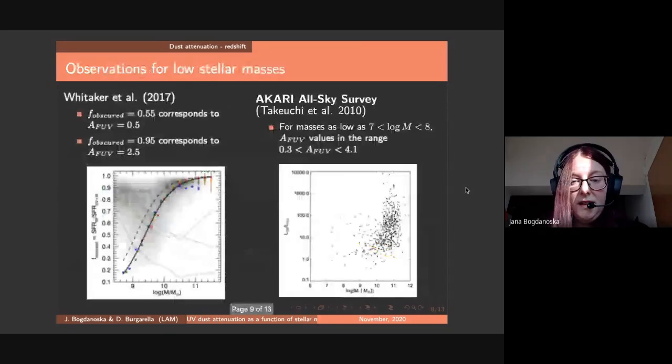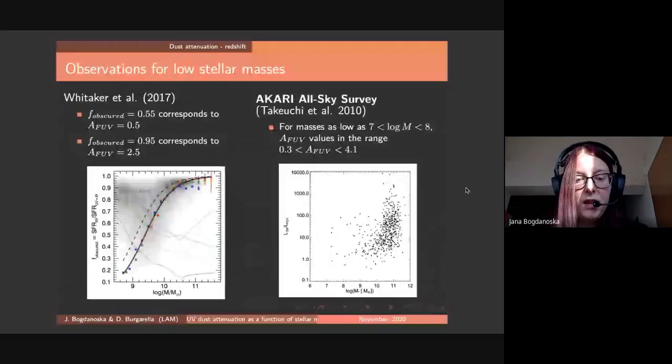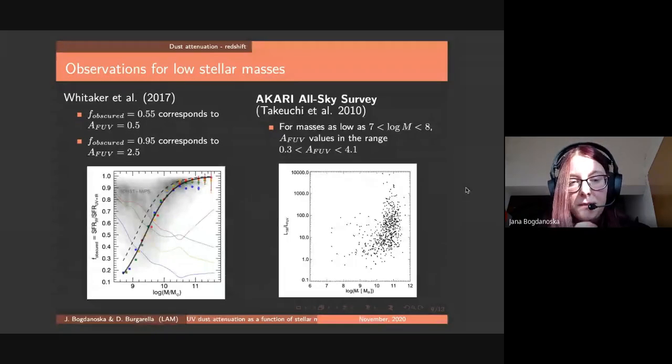It is in fact supported by some data. Here we can see that around 9 in the Whitaker data, we have some objects with higher dust. We can also see in Takeuchi, for stellar mass as low as 7, we have large scatter. For higher mass objects there is a more constrained relation, and for lower masses it becomes just scattered with some non-zero value. So the dust attenuation doesn't really go to 0 for these low mass objects.